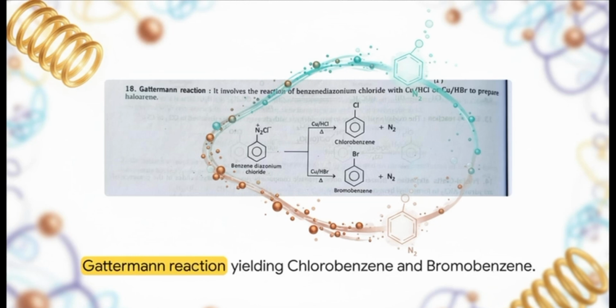Now, follow that top arrow. If we treat this with a combination of copper powder and hydrochloric acid, so Cu over HCl, we yield chlorobenzene plus our byproduct, nitrogen gas. Now follow the bottom arrow. If we instead use copper powder and hydrobromic acid, Cu over HBr, we yield bromobenzene, and again we've got nitrogen gas bubbling away. The main takeaway? The copper sets the stage, but the acid determines your final product.